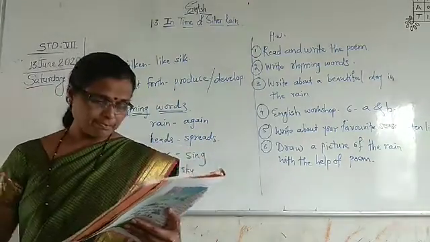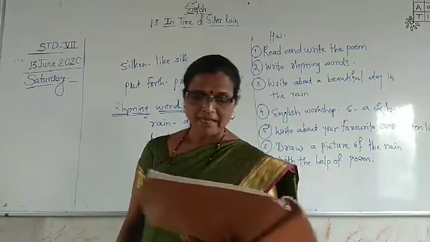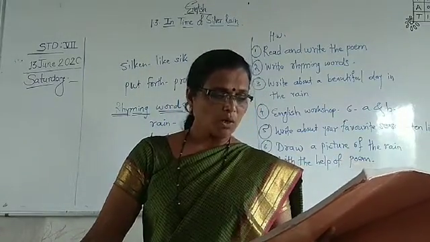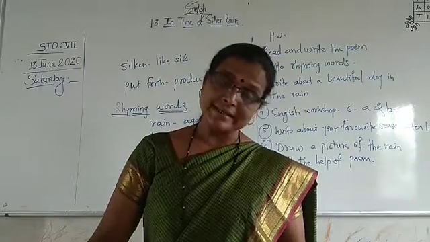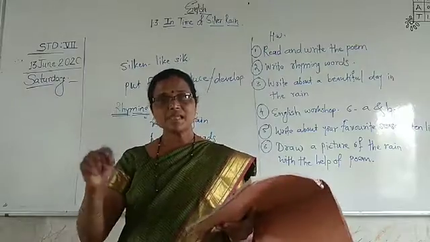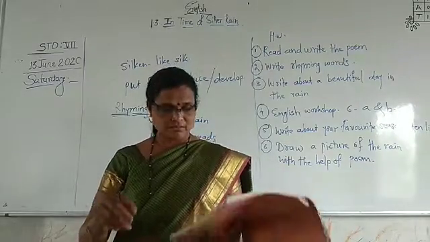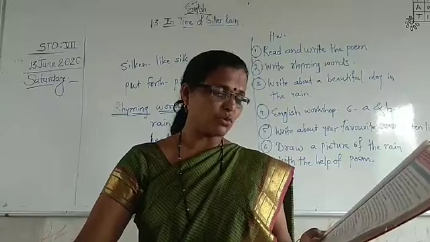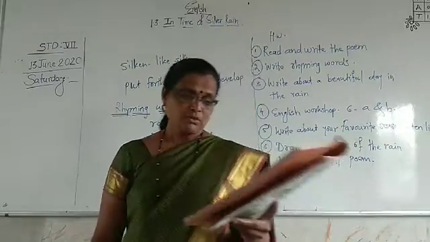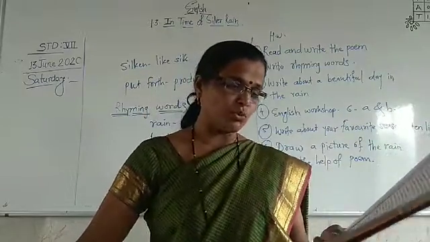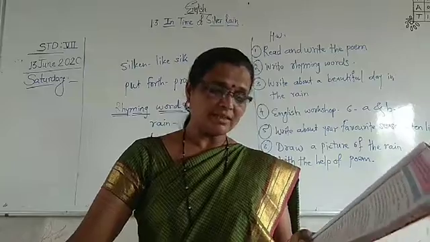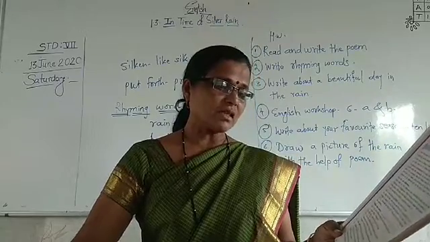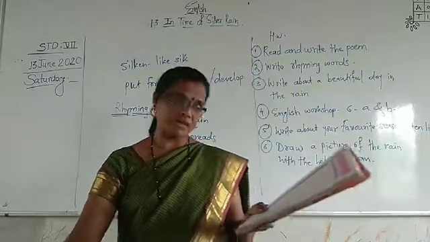Next, English workshop 9, language study. Alliteration. When the same sound occurs at the beginning of two or more words in the same line, it is called alliteration. What is alliteration? If the same sound is repeated in one line, that is called alliteration. For example, Naina needs new notebooks. Here the sound is n. So this is an example of alliteration, where the same sound occurs at the beginning of two or more words.